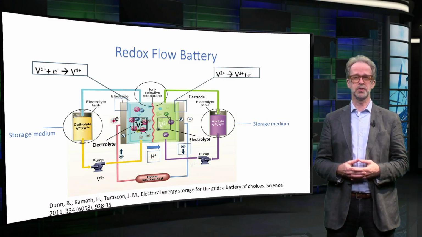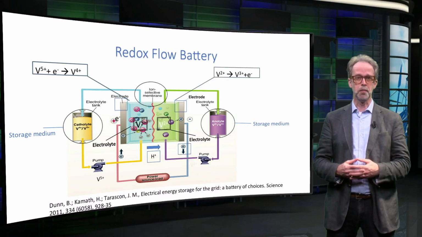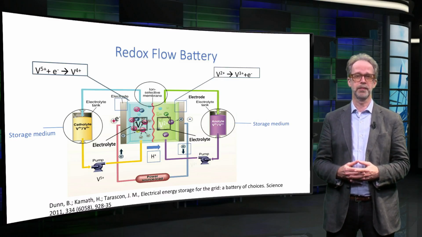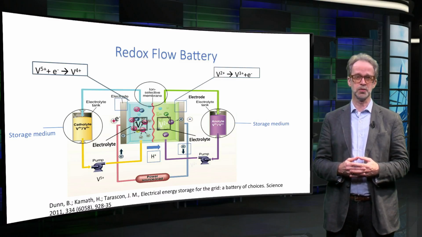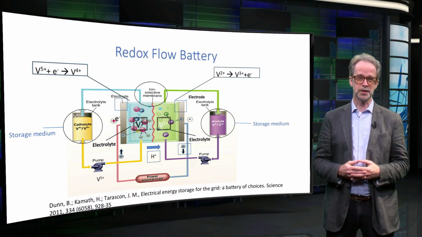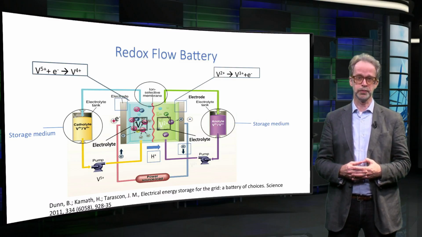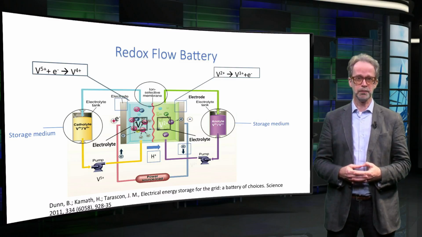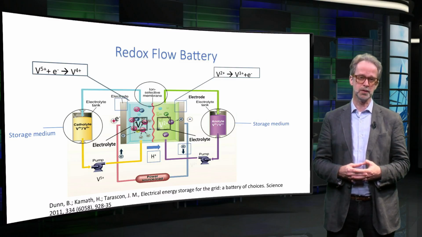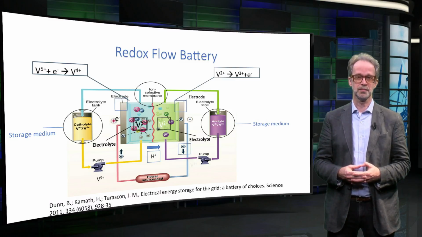The electrode reactions determine the power of the battery, but the amount of liquid determines how much energy the battery can store. In general, this makes it easier to store large amounts of energy. However, the energy density of the liquid is very poor, resulting in a large storage footprint. Nevertheless, several plants are running demonstrating over 14,000 charging cycles.